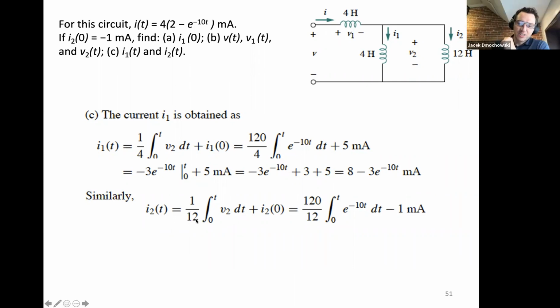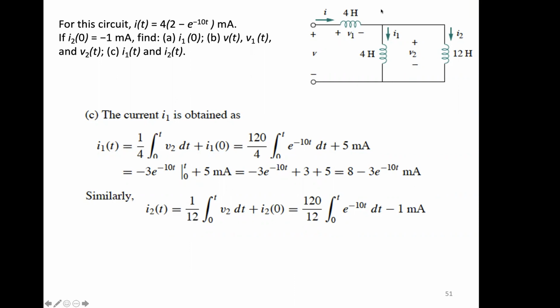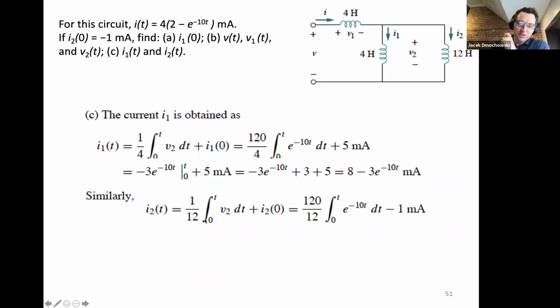So the integration. So our inductance is equal to 12, and our initial current is equal to -1.